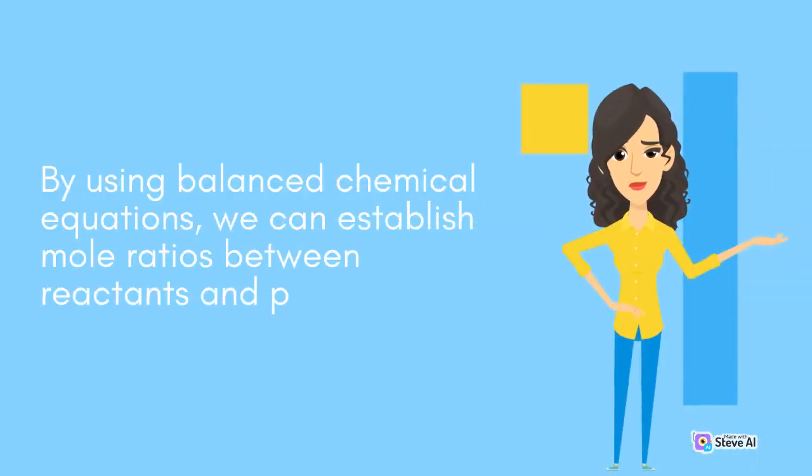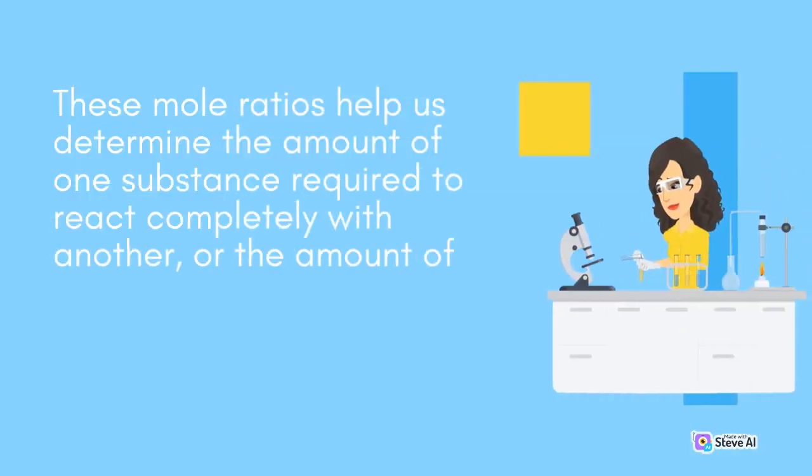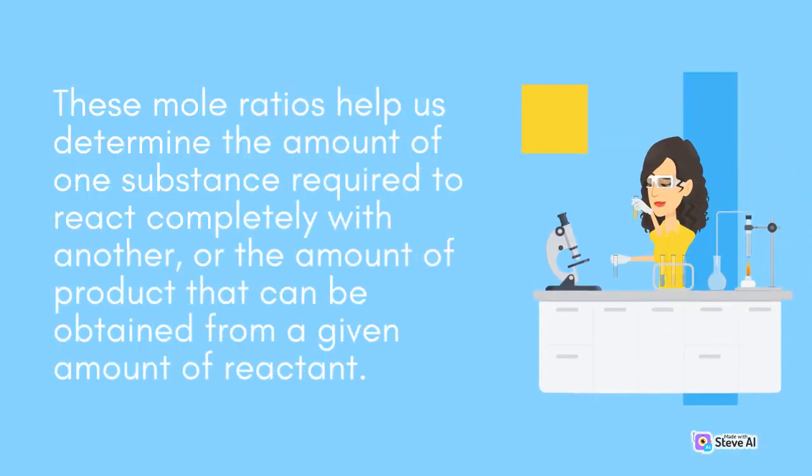By using balanced chemical equations, we can establish mole ratios between reactants and products. These mole ratios help us determine the amount of one substance required to react completely with another, or the amount of product that can be obtained from a given amount of reactant.